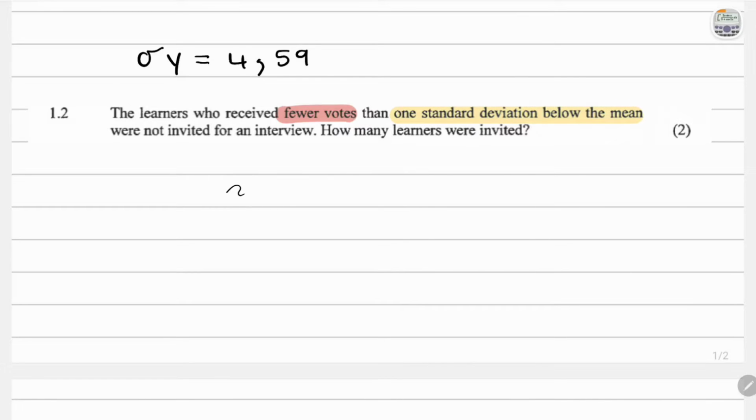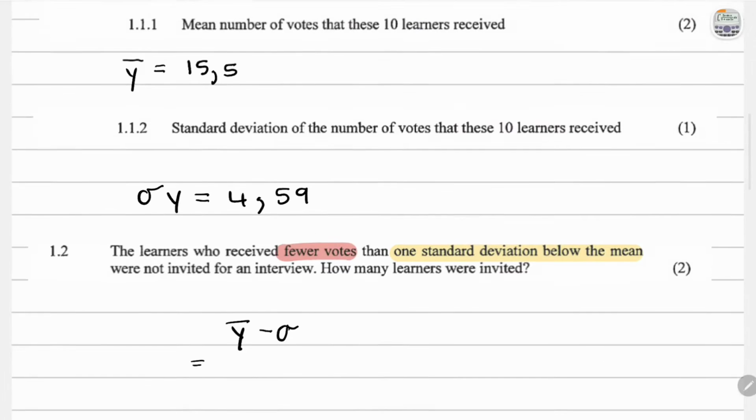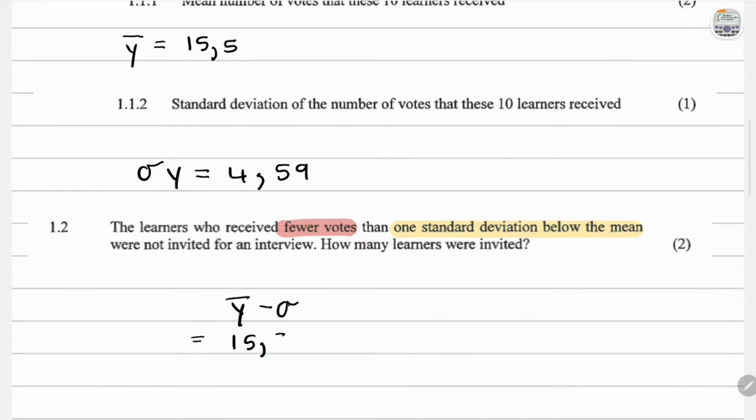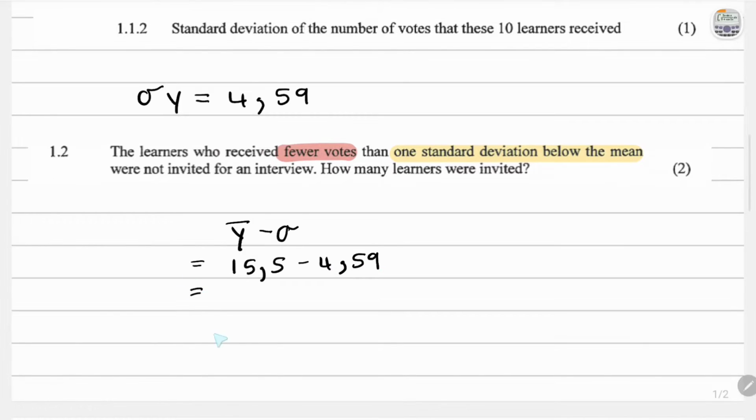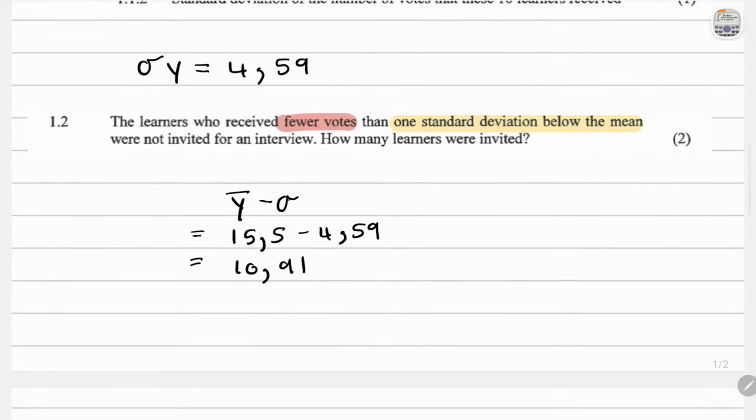So one standard deviation below the mean would work like this. You are saying a standard deviation lower than the mean. So where you have the mean, which is going to be like that, the mean of the y values, we're going to go a standard deviation below the mean. So it's mean minus standard deviation. Okay, so let's find out what exactly that would be. The mean was 15.5 and that standard deviation was 4.59. So what does that give us? So you can do calculations still normally on your calculator. If you say 15.5 minus 4.59, you're going to get 10.91 on your calculator.